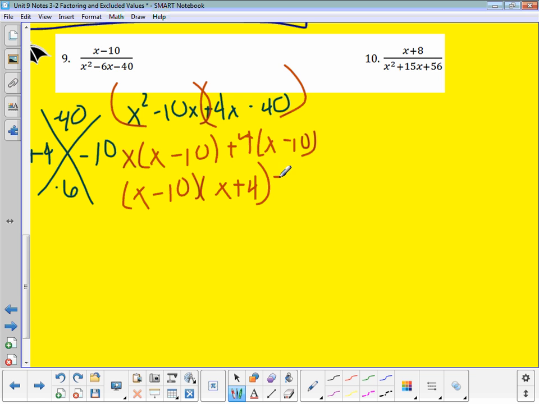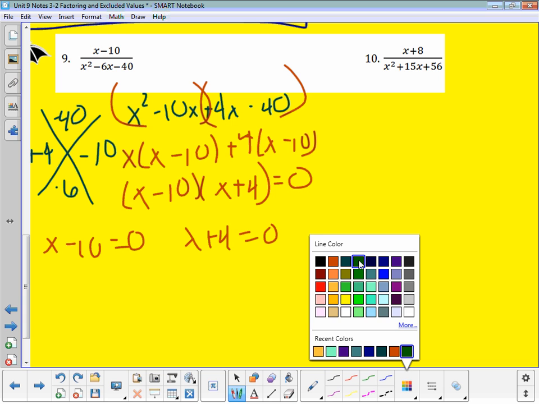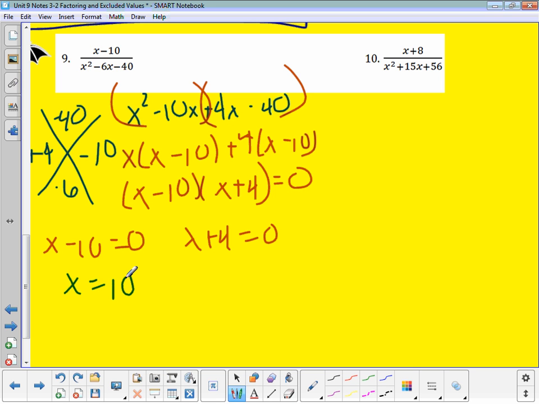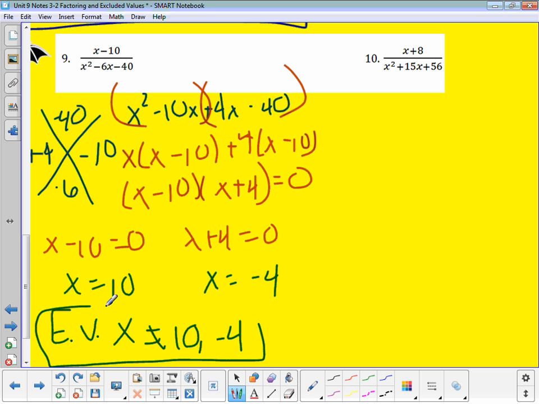So now again, we want to set both of those equal to 0. So we have x minus 10 is equal to 0, x plus 4 is equal to 0. So let's go ahead and we're going to add 10 to both sides on this one. So we get x is equal to 10. Subtract 4 from both sides on this one, and you get that x is equal to negative 4. So my excluded values are that x cannot be 10 or negative 4. Okay, because that's what's going to make my denominator 0.